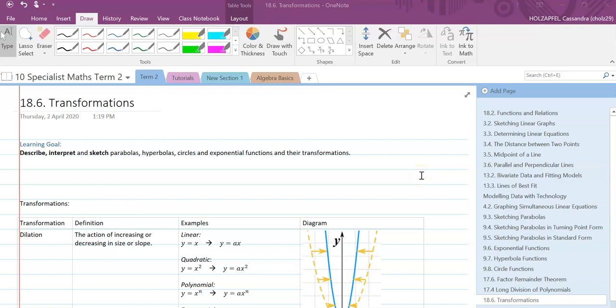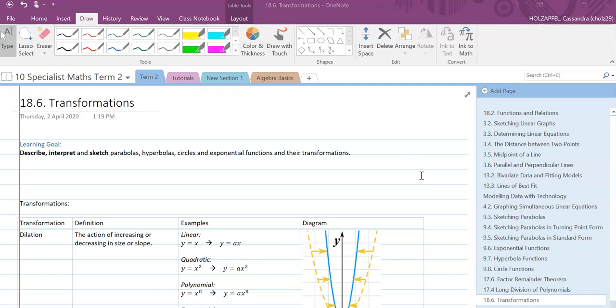Today we're going to be summarizing the different kinds of transformations for a variety of different graphs that we've looked at over the course of the term. So we've had a go at linear functions, quadratic functions, some higher order polynomials, exponential functions, hyperbola functions, and some circle relations.